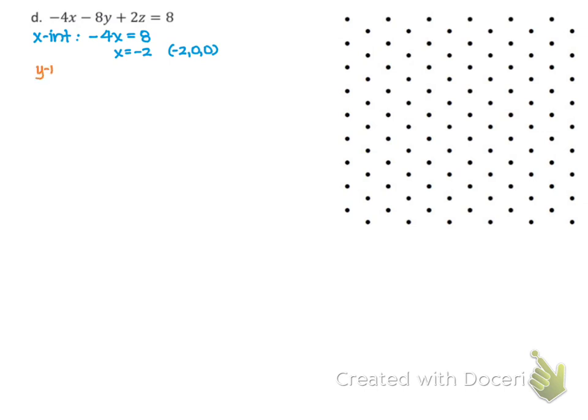Y-intercept. The only thing that's still going to be around is the Y and the constant on the other side. So it looks like y is going to be -1. Write it as a triple. And then the last one, for the z-intercept. The only thing that's still going to be there is the z. So it looks like we get z equals 4. So that ordered triple is 0, 0, 4.